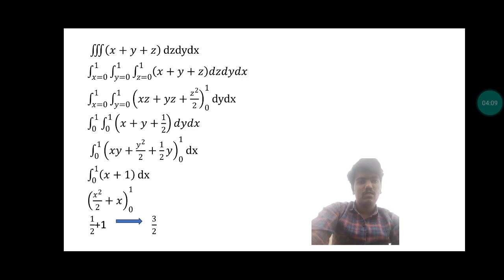Substituting upper limit and lower limit, it becomes x²/2 + x with limits 0 to 1, then it becomes 1/2 + 1. Finally, the solution is 3/2.